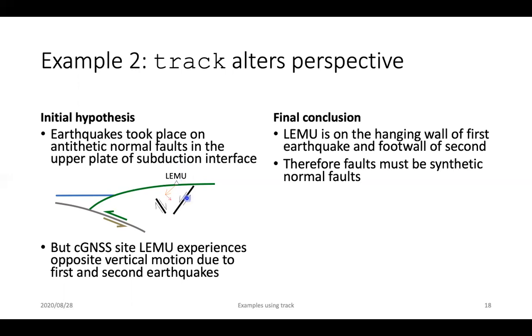So the hypothesis was changed, and the final conclusion is that the site LEMU is on the hanging wall of the first earthquake in exactly the same situation as we see here, but it's on the footwall of the second aftershock. And therefore the faults must be synthetic and not antithetic, like this. Here we have the same initial shock. There's the first aftershock. And then the motion during the second aftershock is LEMU actually sits on the extension of the fault plane on the hanging wall side. So we move east again, but actually we move back up.